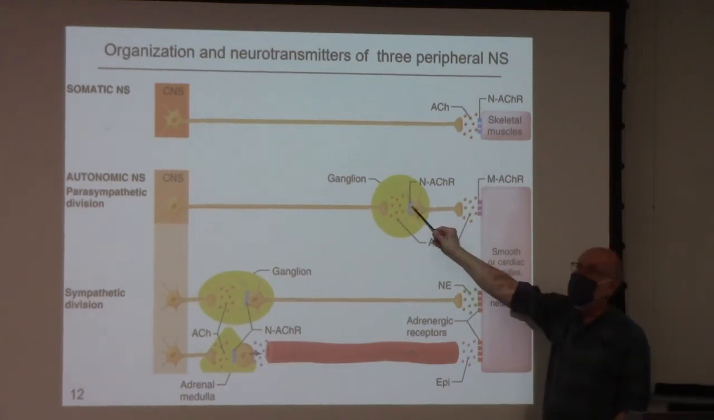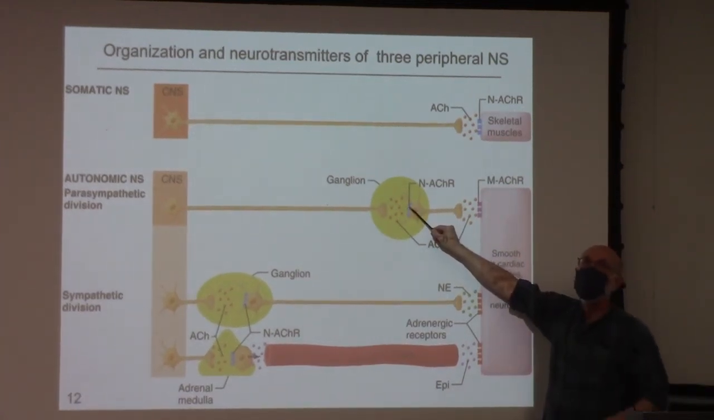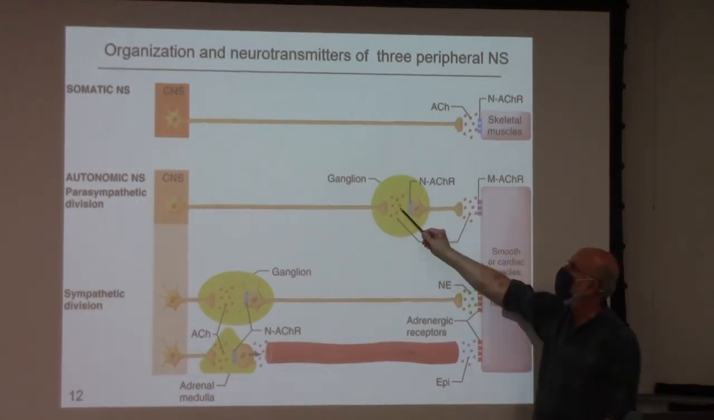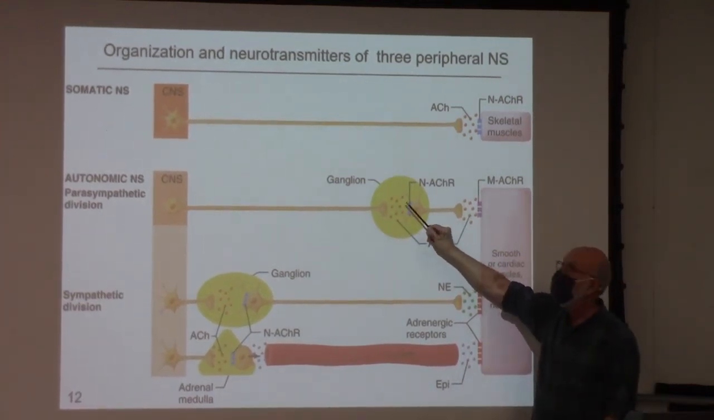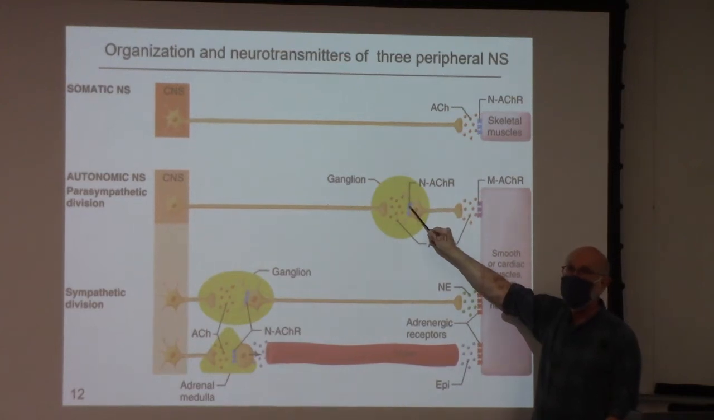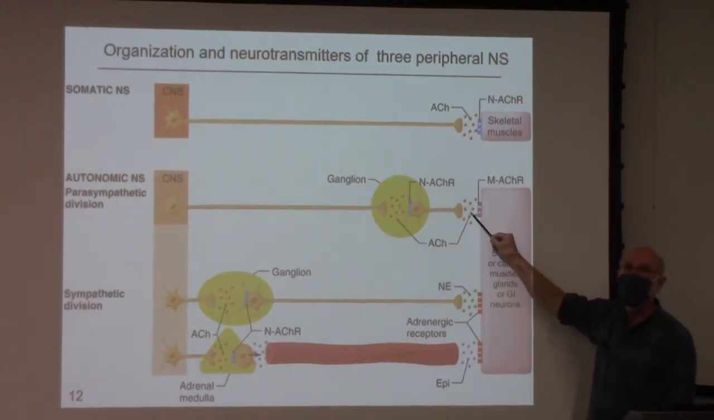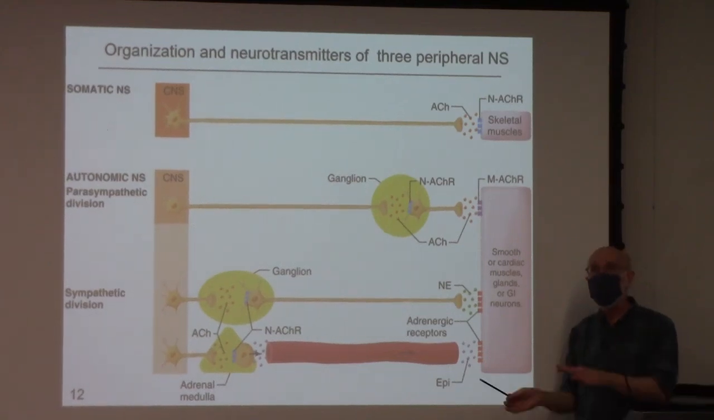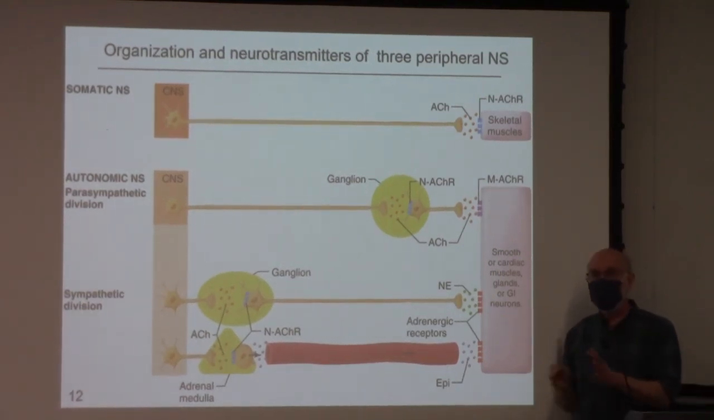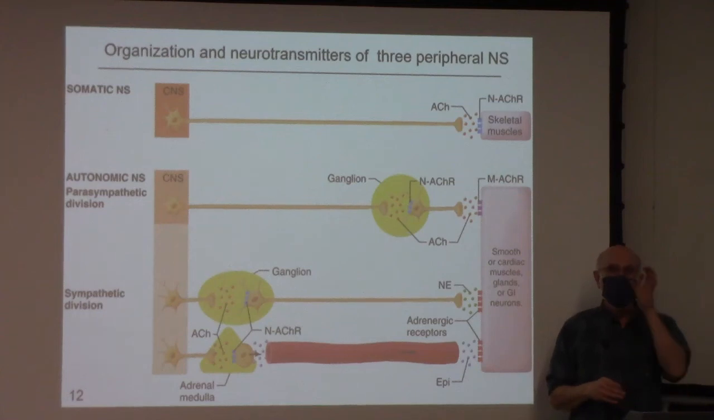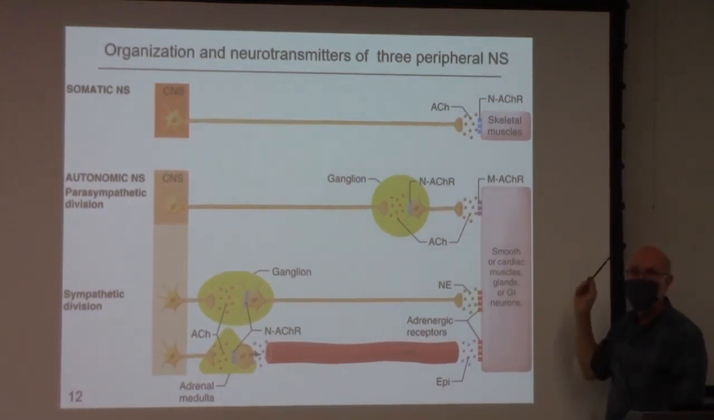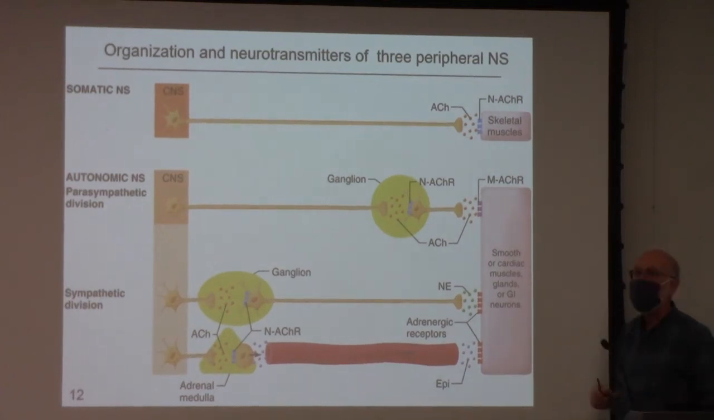But I would not tell you that this is a nicotinic receptor because they're all nicotinic receptors. So you need to know that acetylcholine is the neurotransmitter, nicotinic excitatory receptors, acetylcholine is the neurotransmitter, muscarinic receptors, which can either be excitatory GQ coupled or inhibitory GI coupled. That's the parasympathetic nervous system.